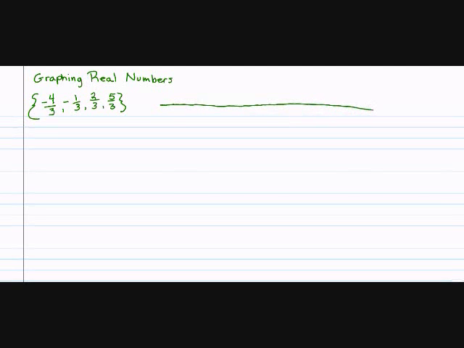Okay. And I have the numbers 0. I always put 0 in the middle. 1, 2, 3, those are my whole numbers. Remember, 1, 2, and 3 are my natural numbers. 0, 1, 2, 3 are my whole numbers. And then if I add negative numbers, those are my integers.